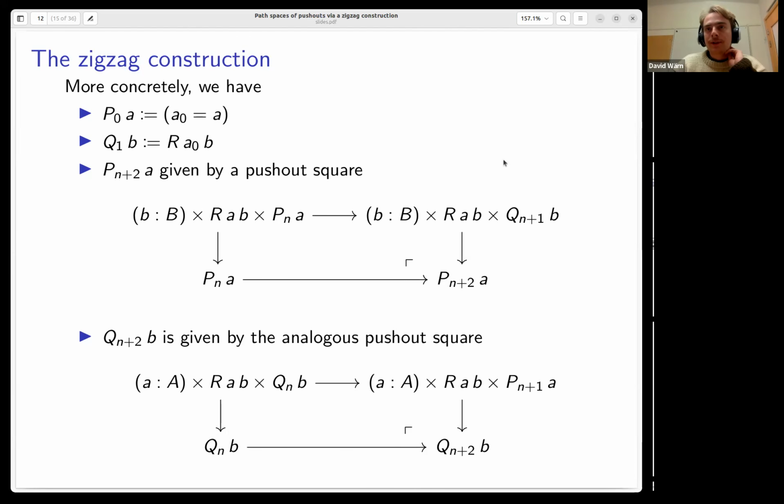Okay, so this is basically the construction. So implicitly here there are these maps, Qn+1b to Pn+2, or the map of Pna to Qn+1b is the one that basically comes from this right vertical map in the previous stage.